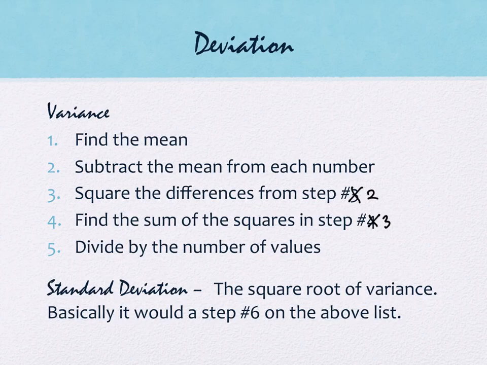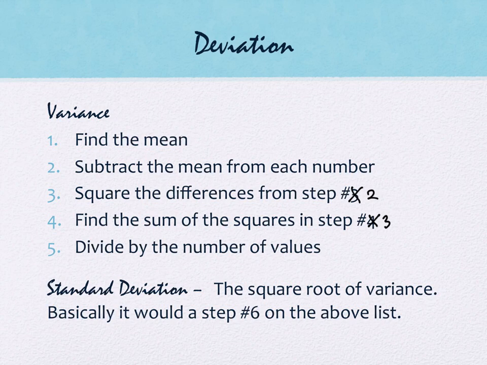However, while variance is found in this way, standard deviation is just tacking on a step number 6. And that's usually what we're asked to find, standard deviation, not variance. And what standard deviation does is kind of undo step 3. In step 3, you squared everything, and in step 6, you square root it. Okay? So this is the square root of the variance, and basically it's just the 6th step of this process.